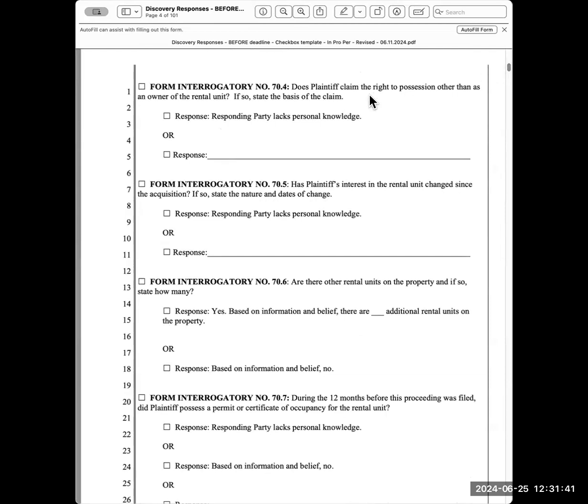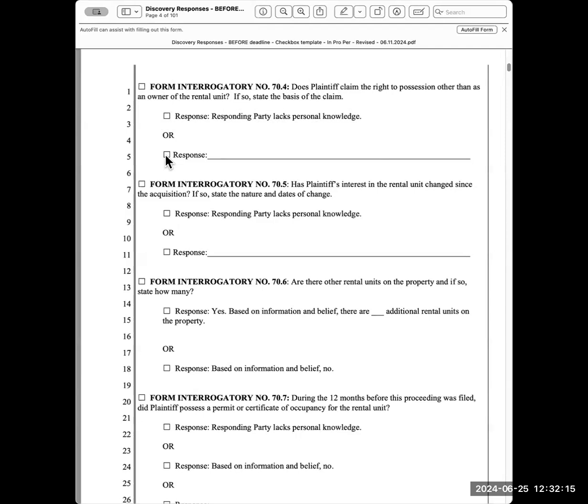Question 70.4. Does plaintiff claim the right to possession other than as an owner of the rental unit? If so, state the basis of the claim. Once again, this is a question typically asked of the landlord. It's asking what the plaintiff claims, right? You'd have to get inside the head of the plaintiff to know the answer to this question, what the plaintiff claims. So if you don't know, you put this response, lacks personal knowledge.